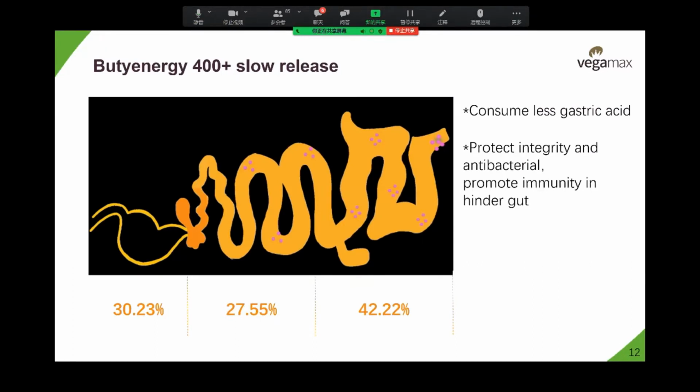Through a simulated gastrointestinal environment in vitro test, it shows that Butyl Energy 400 Plus is slow release, with only around 30% released in the stomach, so it will not consume much gastric acid, and around 27.5% released in the small intestine and 42% released in the hindgut, which can protect the intestinal integrity and the antibacterial, then promote immunity in the hindgut.